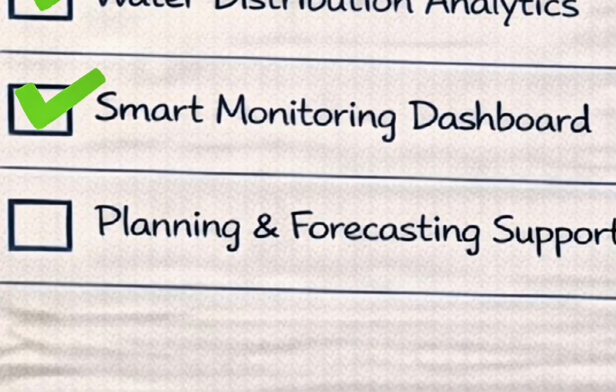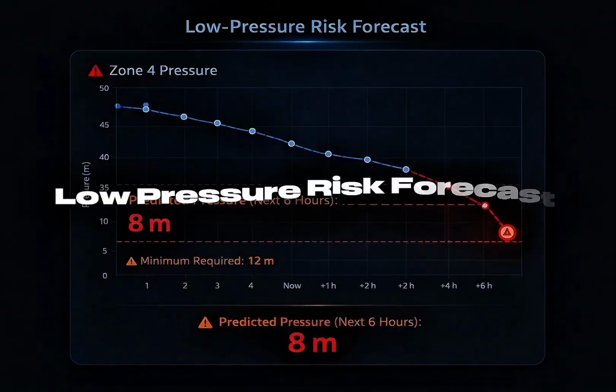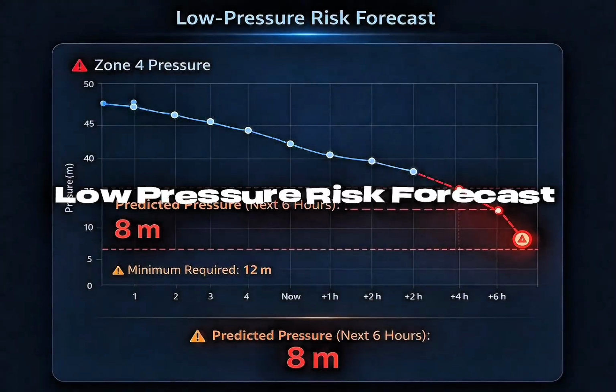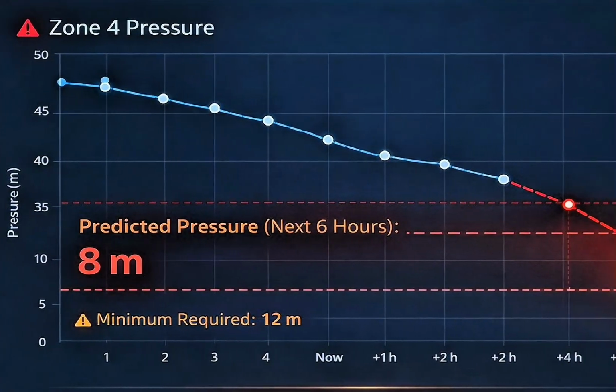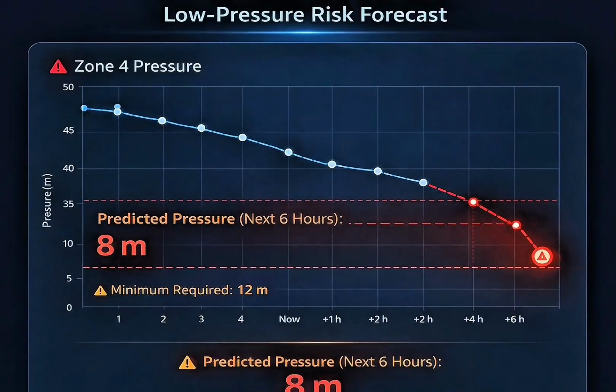Let's move to the fifth objective, which is planning and forecasting. Low pressure risk forecast. Pressure in zone 4 is slowly decreasing during peak hours. In the next 6 hours, pressure may fall to 8 meters, below the safe limit of 12 meters, leading to a possible low supply situation.